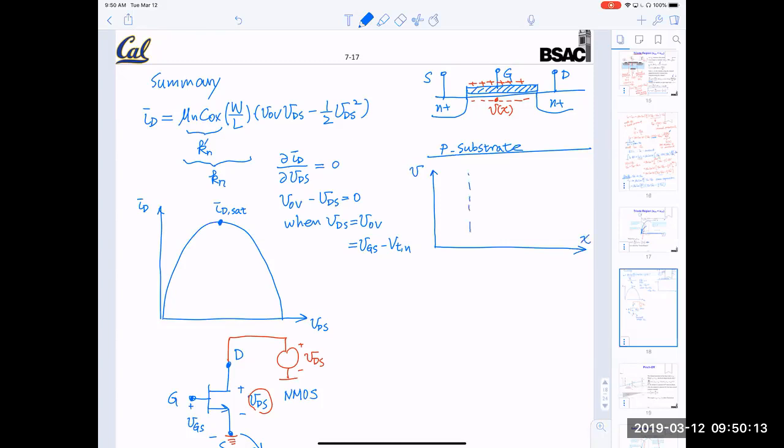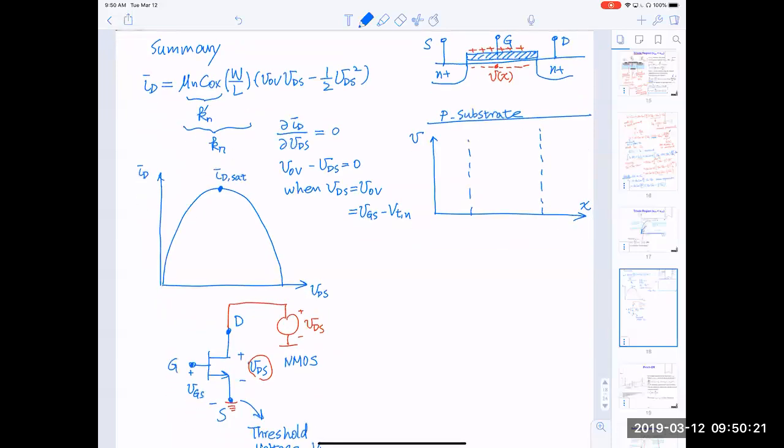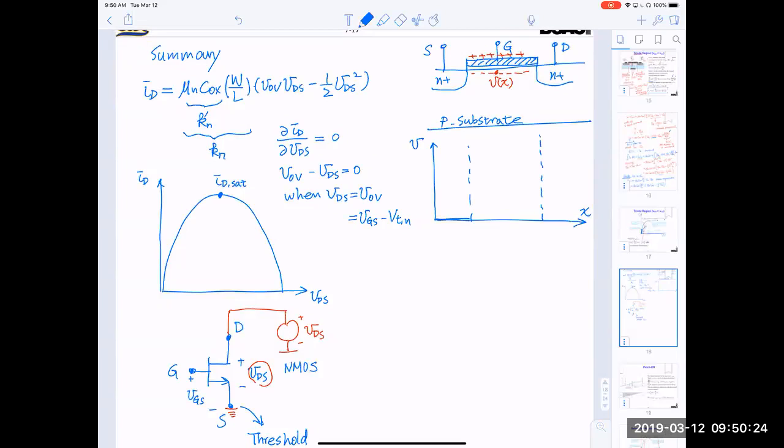So let me draw a dotted line here and a dotted line here. If we ground the source, the potential is 0 here. And the entire source, because it's heavily doped, we can think of it almost like a metal, so the entire source is the same potential, and the entire drain is also the same potential. Initially it's 0 and there's no current. When we just raise the VDS slightly, it is equal potential here.